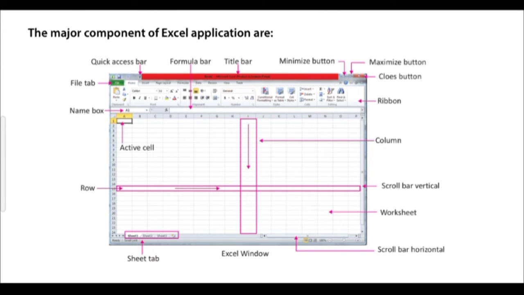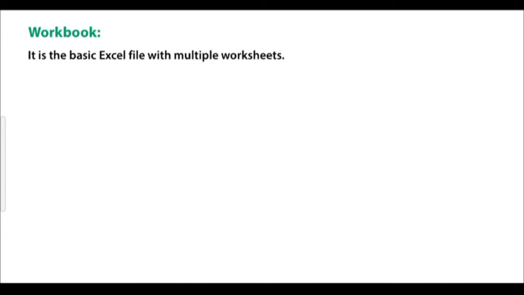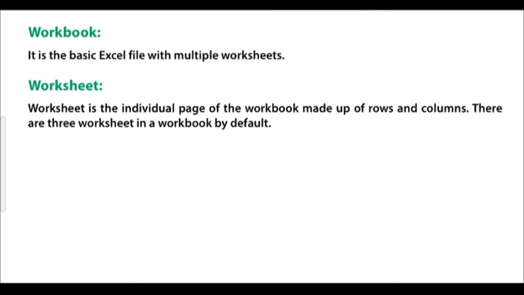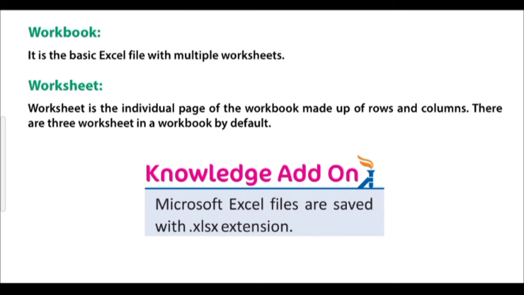The major components of the Excel application are the workbook, which is the basic Excel file with multiple worksheets, and the worksheet, which is an individual page of the workbook made up of rows and columns. There are 3 worksheets in a workbook by default. Knowledge add-on. Microsoft Excel files are saved with the .xlsx extension.